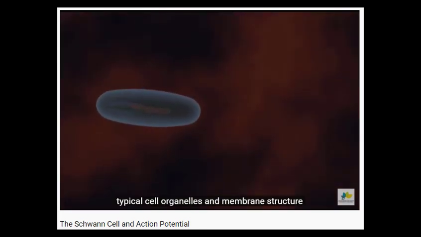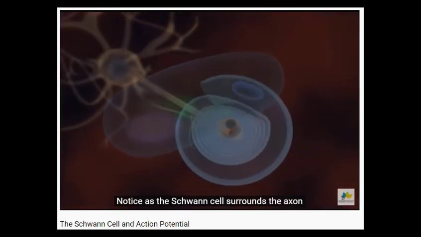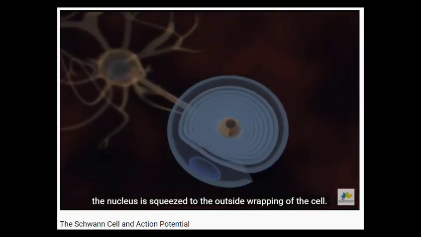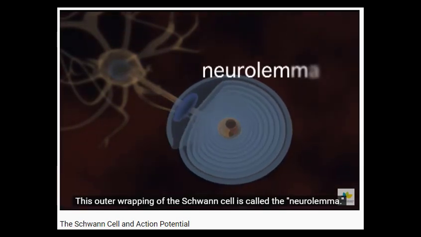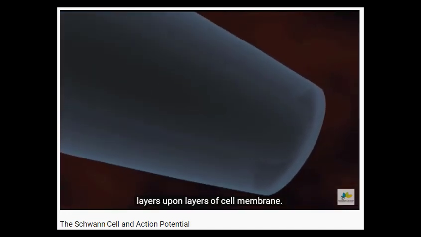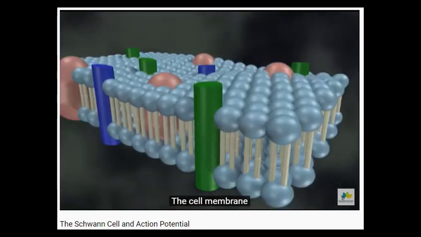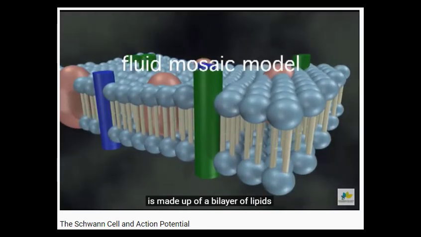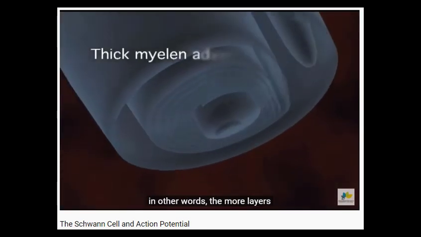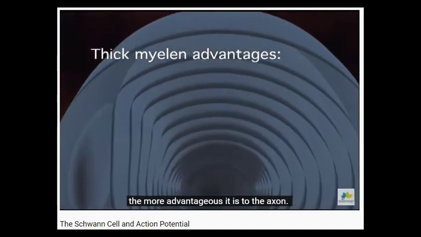The Schwann cell contains the typical cell organelles and cell membrane structure. However, notice as the Schwann cell surrounds the axon that the nucleus and other organelles are squeezed to the outside wrapping of the cell. This outer wrapping of the Schwann cell is called the neurolemma. The inner lining is made up of layers upon layers of cell membrane. This inner wrapping is called the myelin sheath. You will recall that the cell membrane, called the fluid mosaic model, is made up of a bilayer of lipids integrated with proteins. The thicker the myelin, in other words, the more layers of cell membrane making up the myelin, the more advantageous it is to the axon.